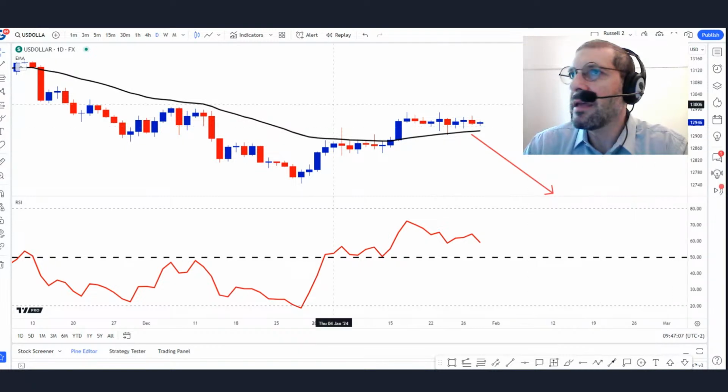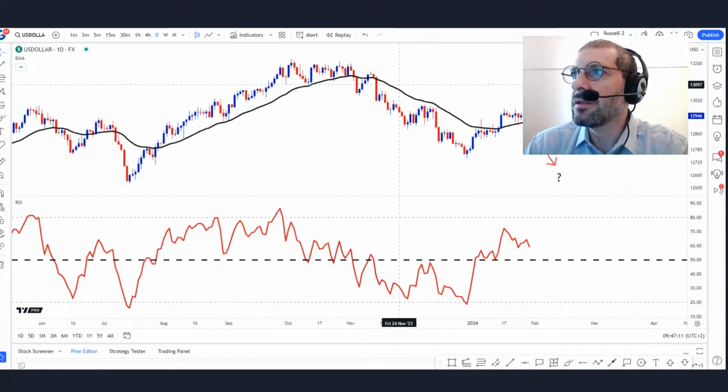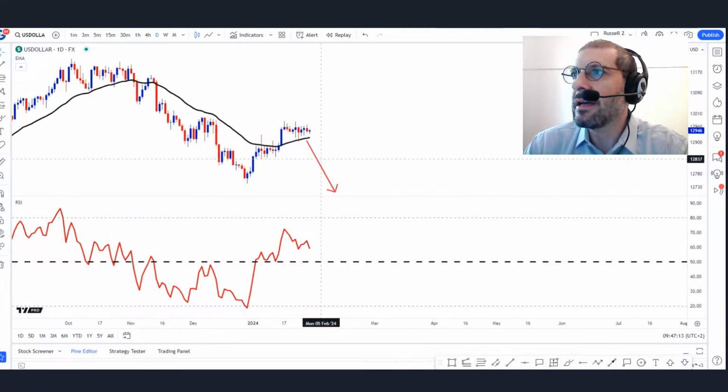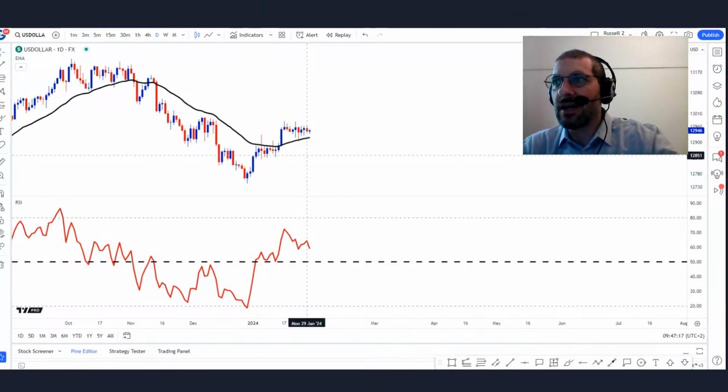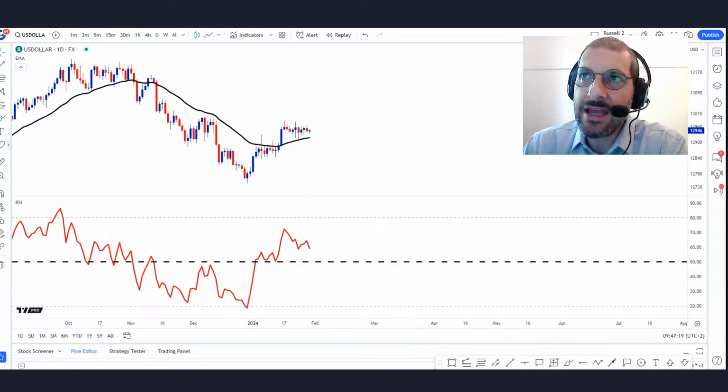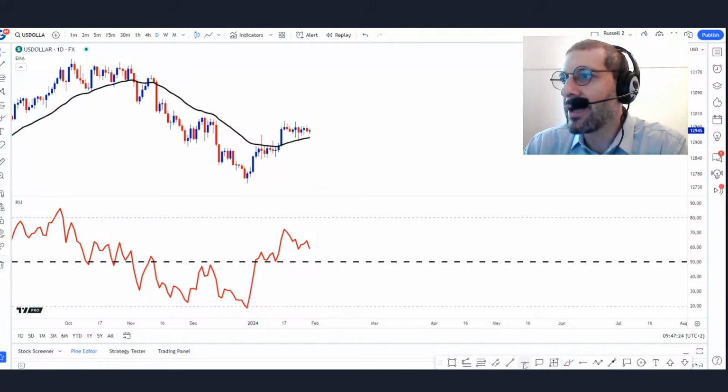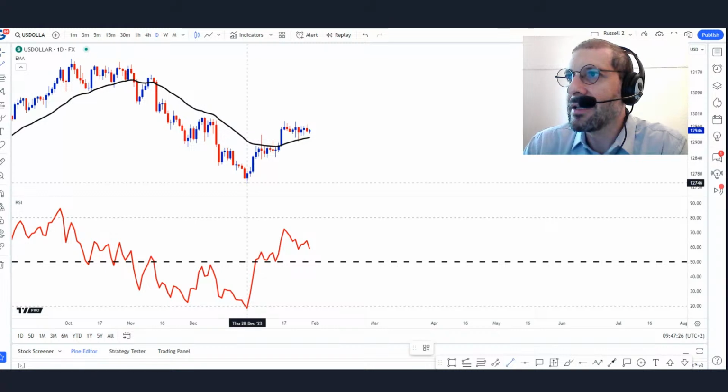Let's just zoom out, take this arrow down, and what you have on the US dollar here looks like a dead cat bounce, a bear market rally. We'll keep an eye on it, but what kind of pattern is this?